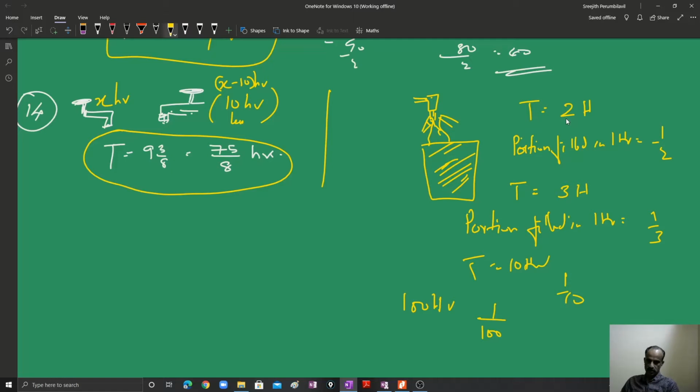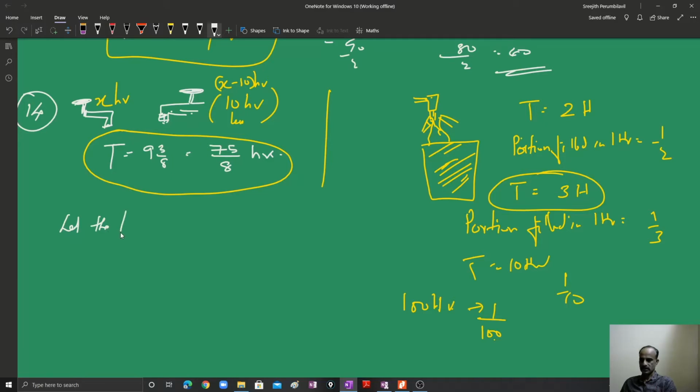It takes 2 hours to fill a tank, then the portion filled in 1 hour will be half of that. Suppose it takes 3 hours to fill the tank, the portion will be 1 by 3. Suppose it takes 100 hours, the portion filled in 1 hour is 1 by 100. So in such questions, what we do is calculate everything for 1 hour, that is unitary method.